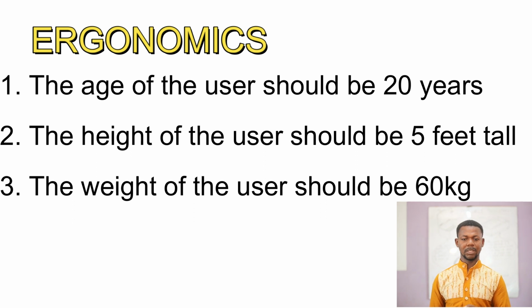And then under ergonomics, there were questions like what would be the age of the user. This is where you need to specify. So the age of the user should be 20 years. The height of the user should be 5 feet tall. And the weight of the user should be 60 kilograms.